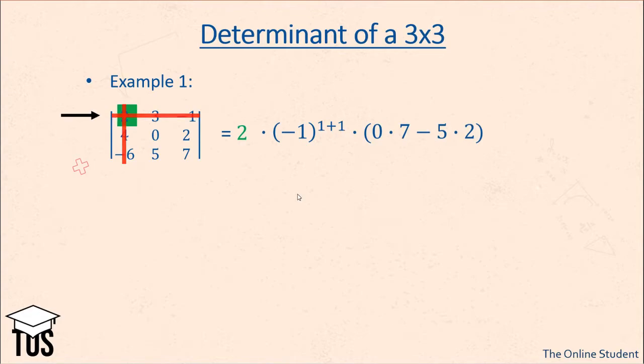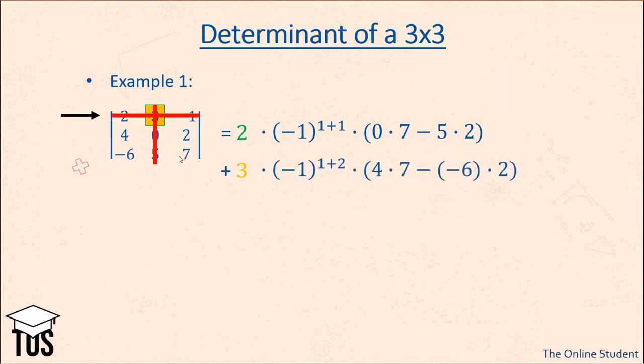Okay, now we move on to the next element. Next element is 3. So we add 3, but we have to multiply it with its cofactor. Okay, so we delete the row and we delete the column. And now we have to calculate the determinant of what's left. The determinant of what's left is 4 times 7 minus 6 times 2. And of course we have to multiply it with -1 to the power of row plus column. This time it's the first row and the second column, so 1 plus 2. So this will be negative.